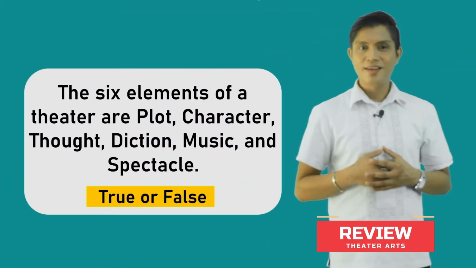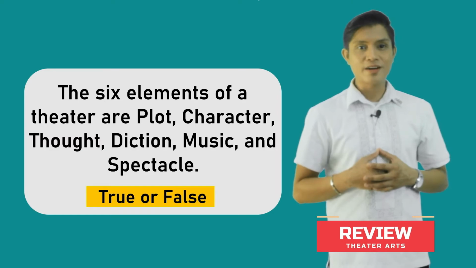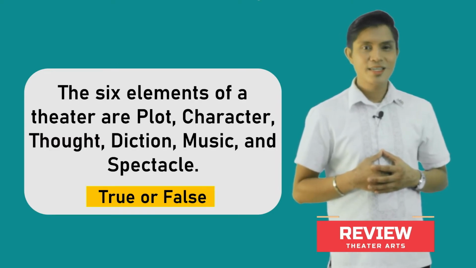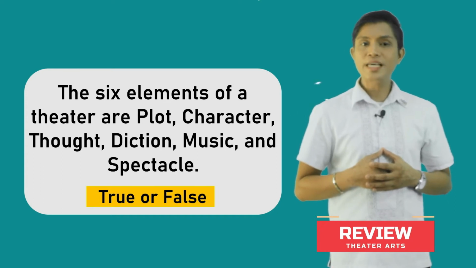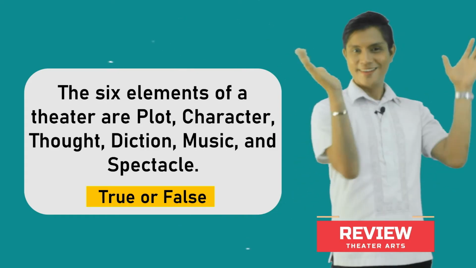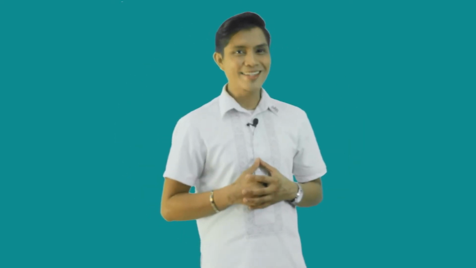Number 5. The 6 elements of theater are plot, character, thought, diction, music, and spectacle. The correct answer is true. Did you get them all correct? Wow! Amazing! You made it! I think you are now ready to learn new lesson.